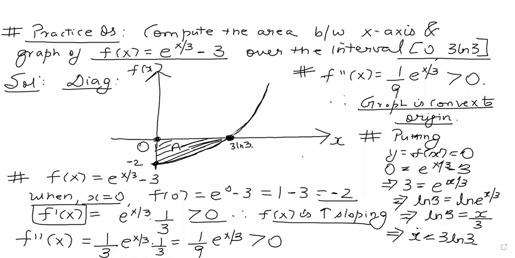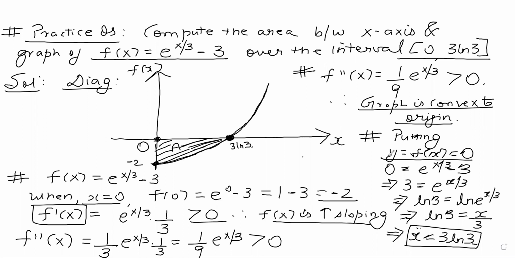How do I find the point at which the graph cuts the x-axis? Put y as 0. Solve for x. You get x as 3 ln 3. We need to find the area from 0 to 3 ln 3 above the curve and below the x-axis.